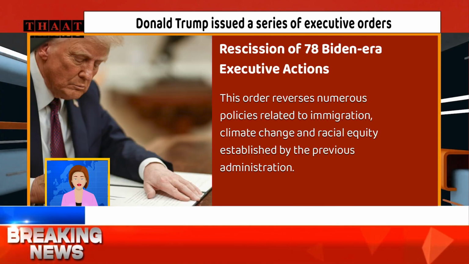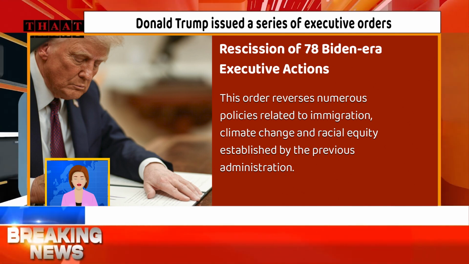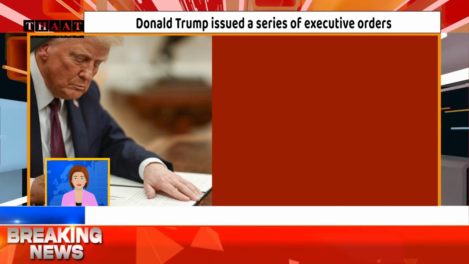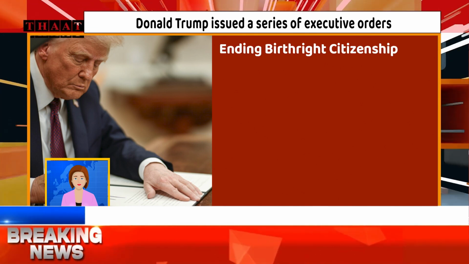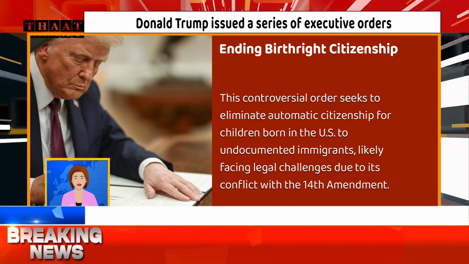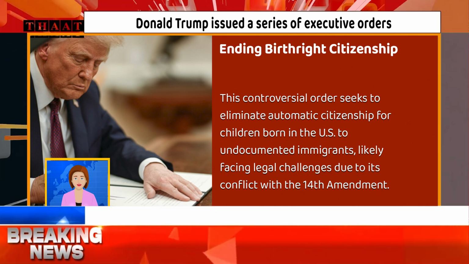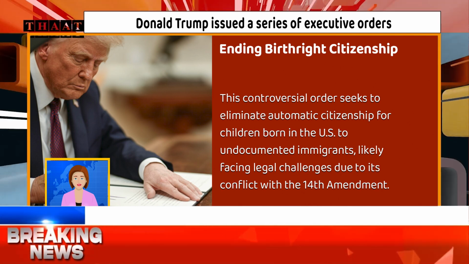This order reverses numerous policies related to immigration, climate change and racial equity established by the previous administration. 2. Ending birthright citizenship. This controversial order seeks to eliminate automatic citizenship for children born in the U.S. to undocumented immigrants, likely facing legal challenges due to its conflict with the 14th Amendment.